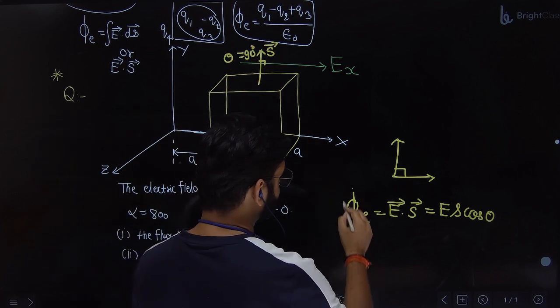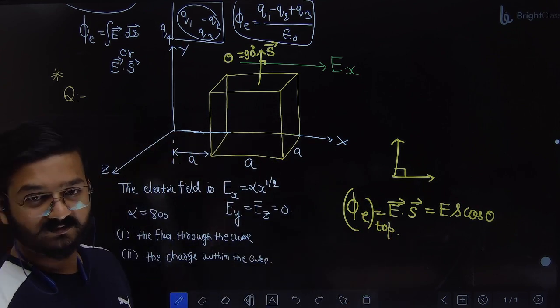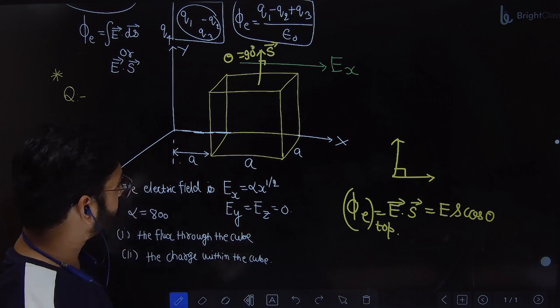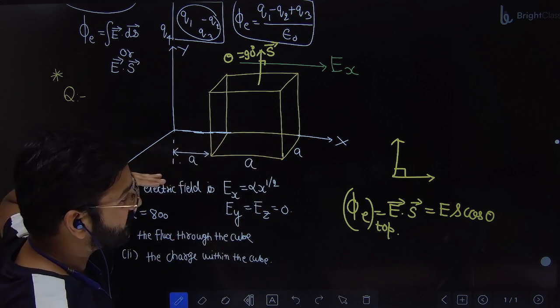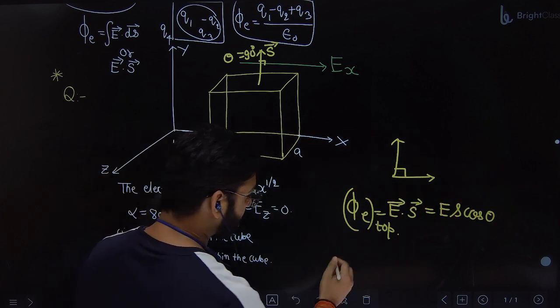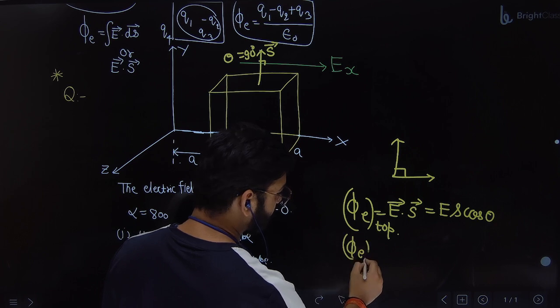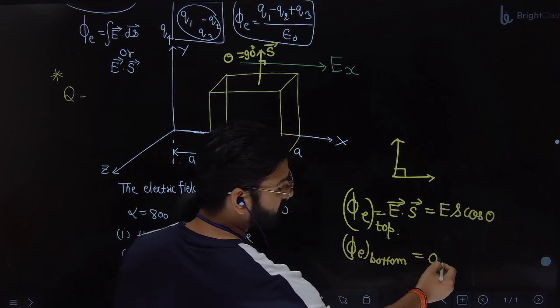So for the top, it will be 0. Will the same thing happen for bottom? Yes. For the bottom surface, what will happen? Area vector will be down and electric field is in the forward direction. So what is the angle? 90 degree again. So what will be the flux for the bottom surface? 0. Anyone having problem? Why 0?